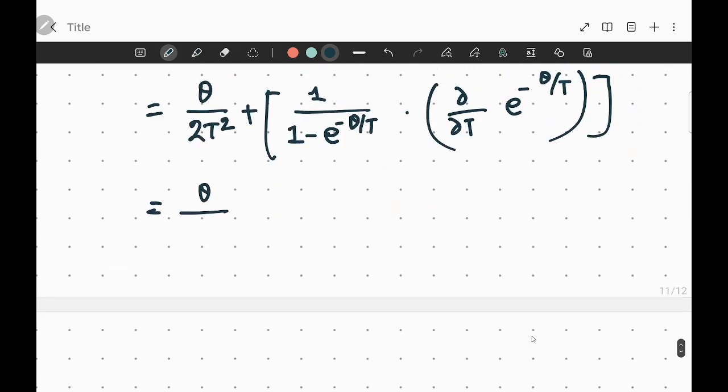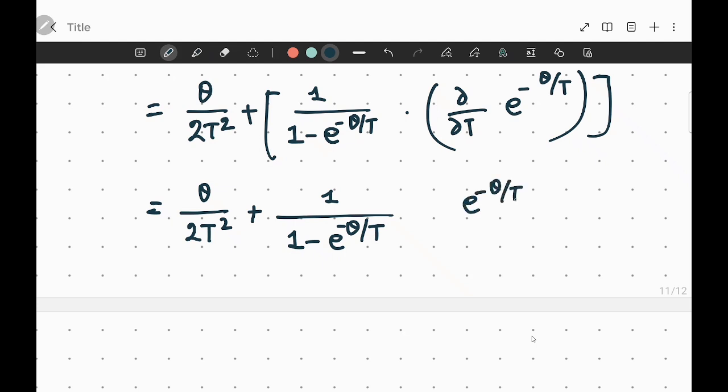It will be theta by 2t square, so it is 1 by 1 minus e to the power minus theta by t, and this derivative should be theta e to the power minus theta by t, e to the power minus theta by t, and theta by t square, and one minus sign will also be there. Is it correct? You can also check, okay? Because if there is only a plus or minus thing, then the overall answer will change. So we have to take this derivative.